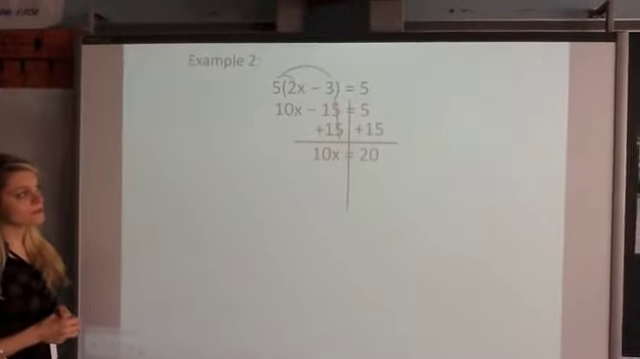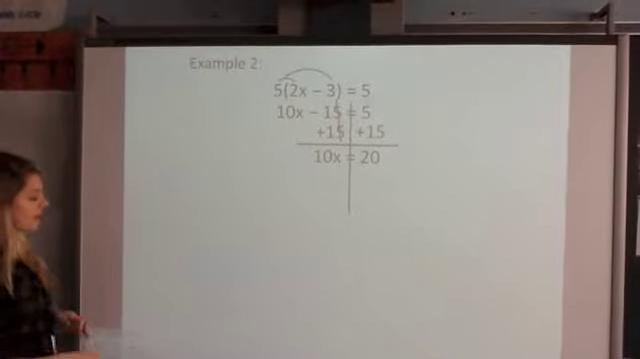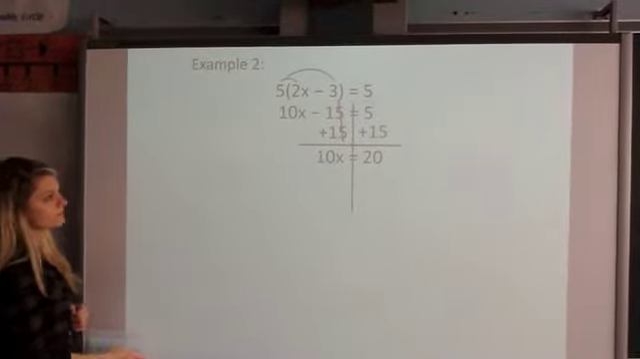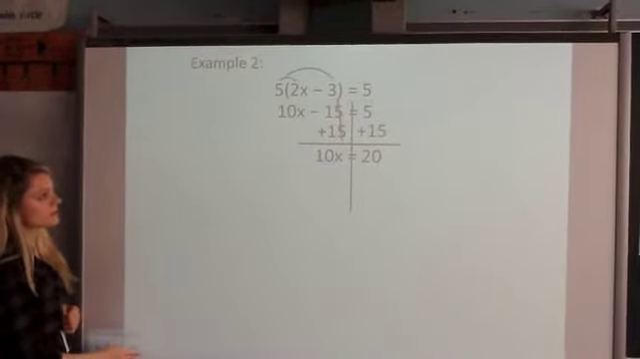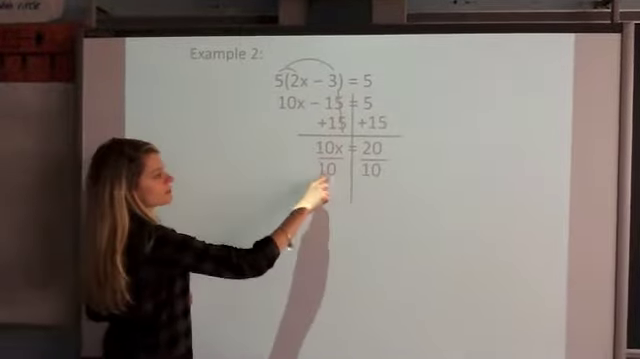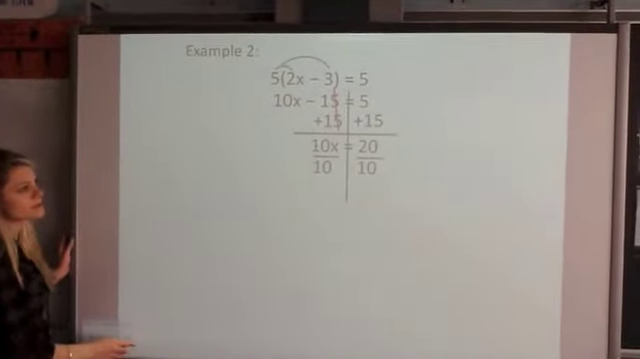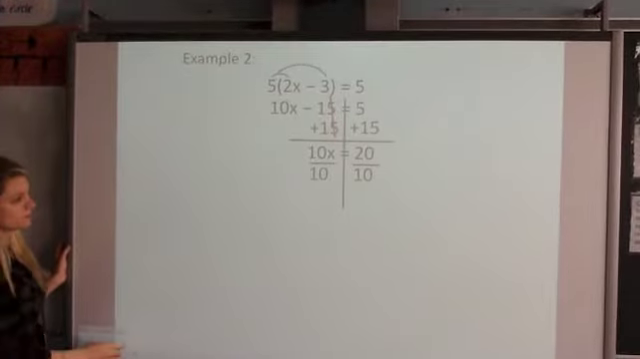Now I need to get x alone, so to do that, I can divide both sides by 10. Because when I divide both sides by 10, this 10 will cancel out to 1, so I'll just have 1x is equal to 2.